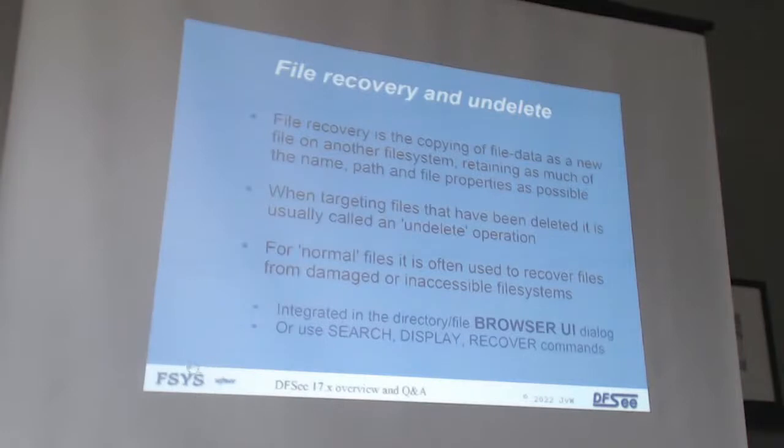The basic functionality is just to copy a file from a file system that DFSee can access, and copy it to somewhere else, a file system that is live on your own system. So you could copy a file from an ext4 file system on OS2 and copy that to an HPFS or JFS partition and then do something with it.